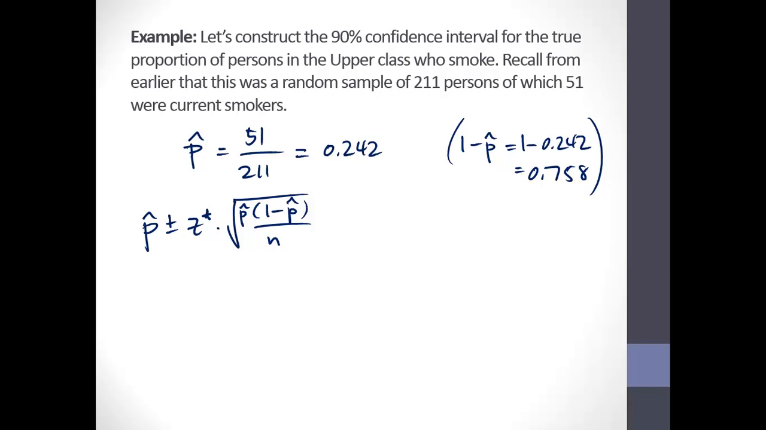I think I heard a list over there, 1.645. Exactly right. So again, kind of back in that familiar world where we're in the z star, so finding the critical values is kind of like we did when we first looked at confidence intervals back in chapter 14. So z star here is going to be 1.645. Again, that's because we want 90% confidence. So we can start plugging some things in here. This is 0.242 plus or minus 1.645 times the square root of 0.242 times 0.758 over 211.